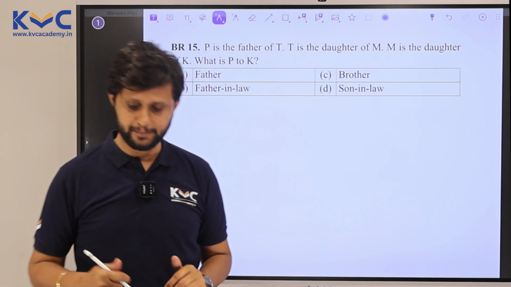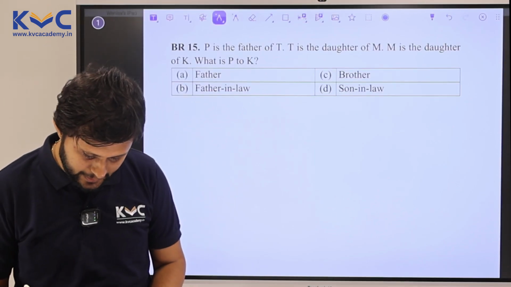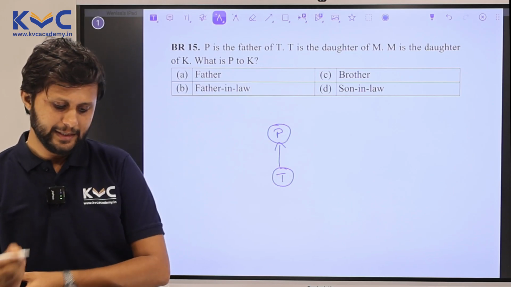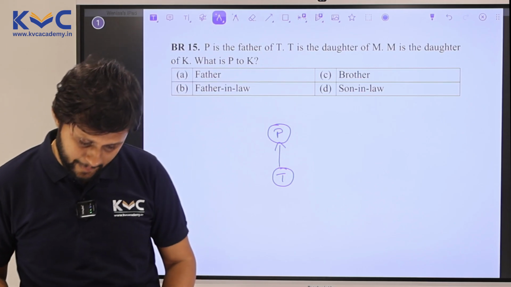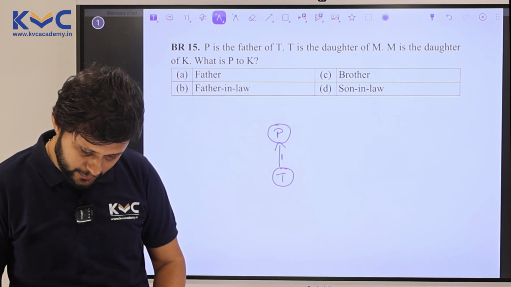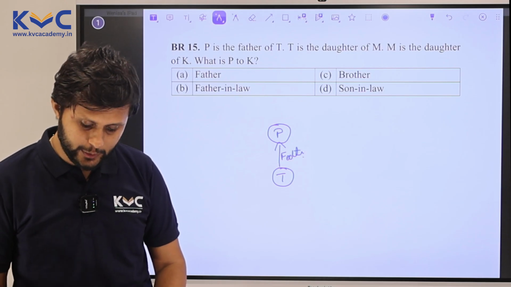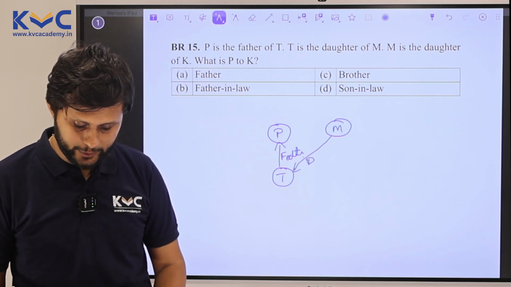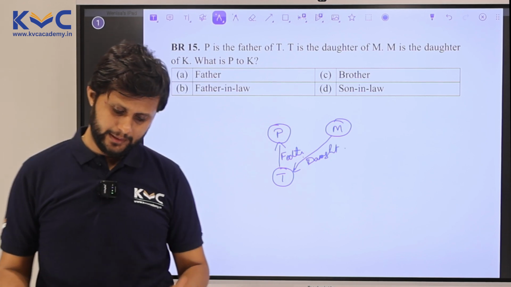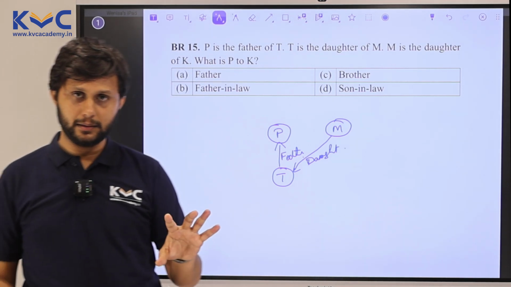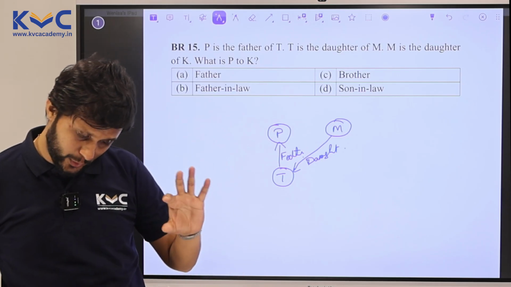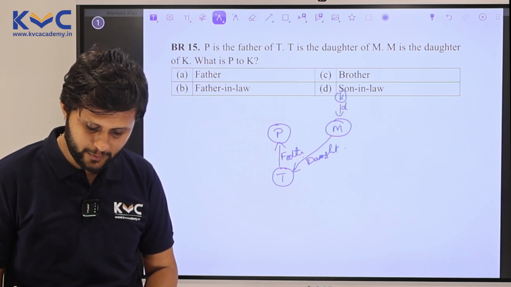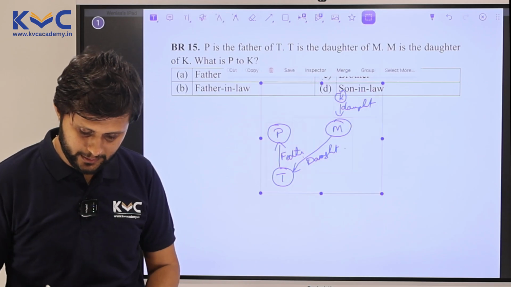Moving on, question number 15. P is father of T. P is there, who is father of T. T is daughter of M. So we have M over here, daughter. So I think we can conclude that P and M are a married couple. M is daughter of K. So we have K over here and we have daughter. I think we can pull it down a little bit.